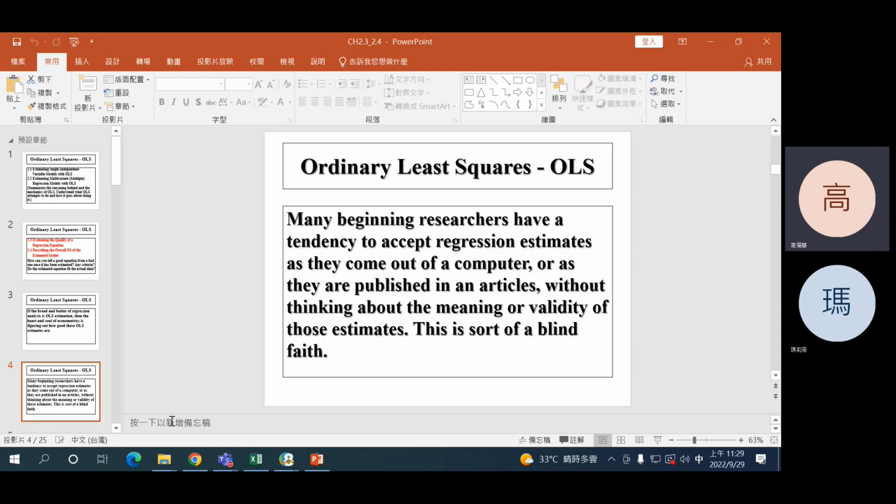Okay, I'd like to mention, all of you, including me too: many beginning researchers have a tendency to accept regression estimates as they come out of the computer or as they are published in the articles, without thinking about the meaning or the validity of those estimates. This is sort of a blind faith. So that's why we learn how to evaluate a good model.